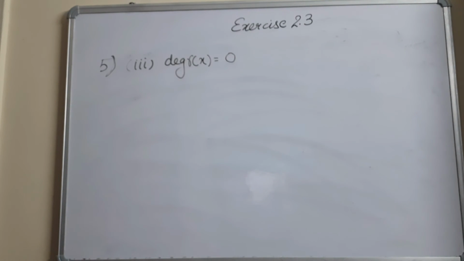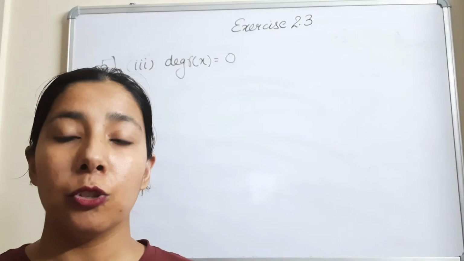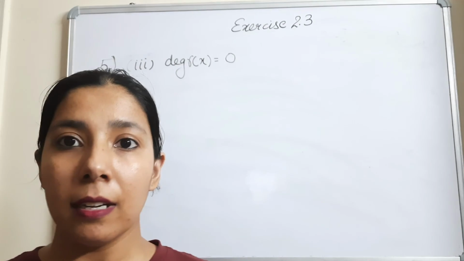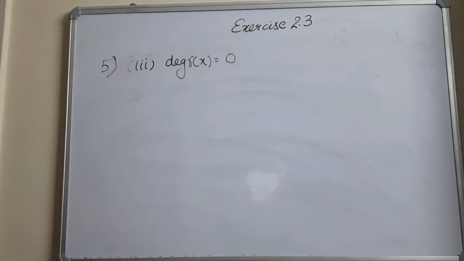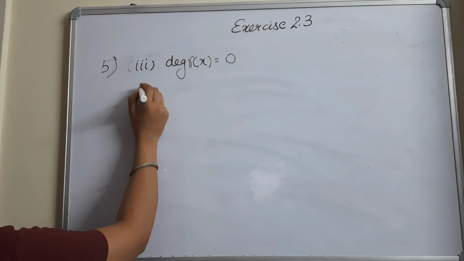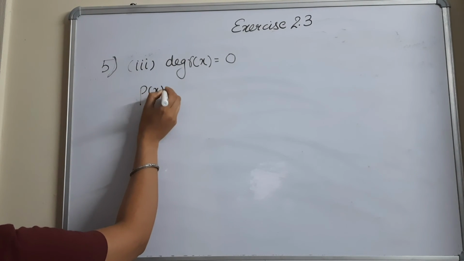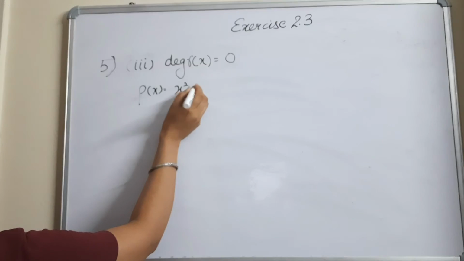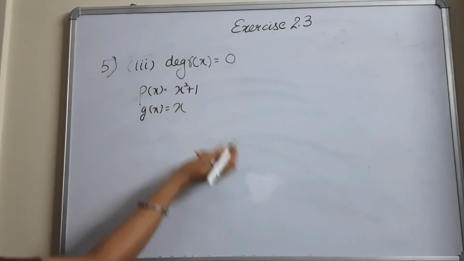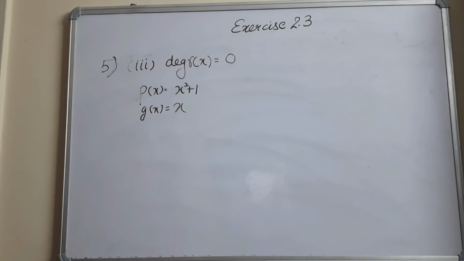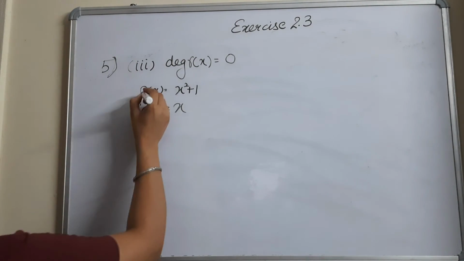And you know that the degree of every constant is 0. So the remainder should be a constant so that the degree will come out 0. So here you can take an example like p(x) is equal to x square plus 1 and take g(x) equal to x. Now divide both of these.